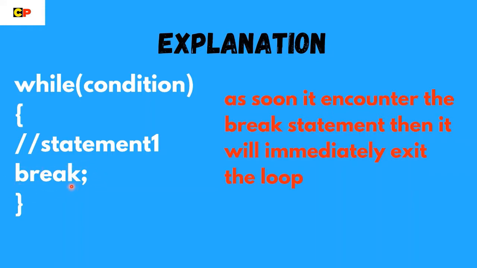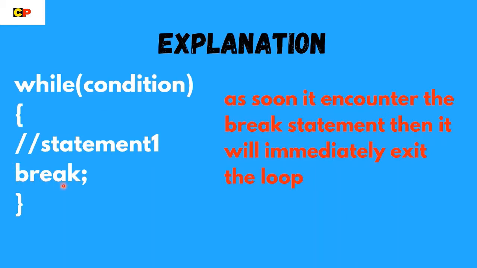This is the simple syntax to use the break statement. If you want to use the break statement inside the loop, you need to write the word break and then put a semicolon at the end. Now let's understand how the break statement works in the code. We'll have two scenarios. In the first scenario, the break statement is written, and in the second scenario we are going to remove the break statement. Let's first consider the second scenario.